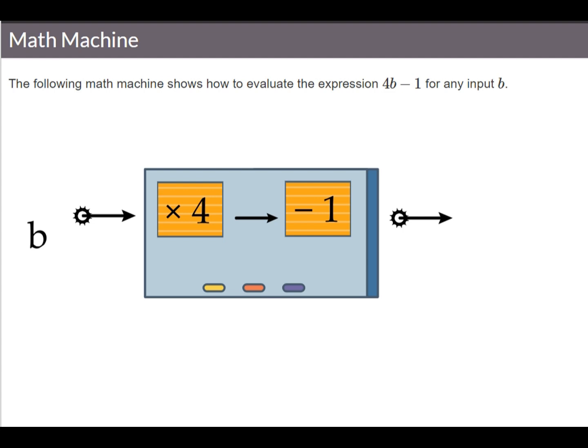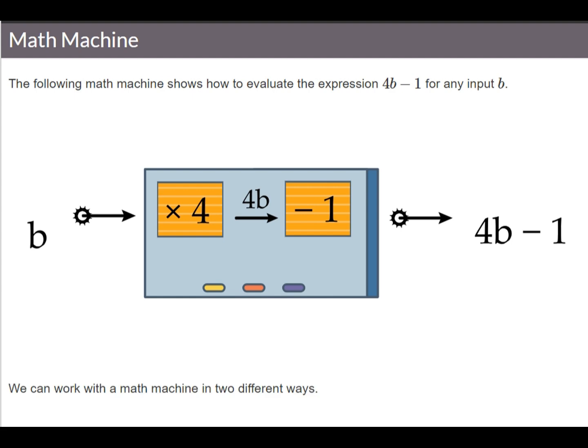We can use a math machine to evaluate an expression. The following math machine shows how to evaluate the expression 4b subtract 1 for any input b. It says, to evaluate the expression 4b subtract 1, you must take the input b, multiply it by 4, and then subtract 1 from the result. The output is the value of the expression 4b subtract 1. Remember, it is the order of operations that tells us that we must multiply before we subtract.